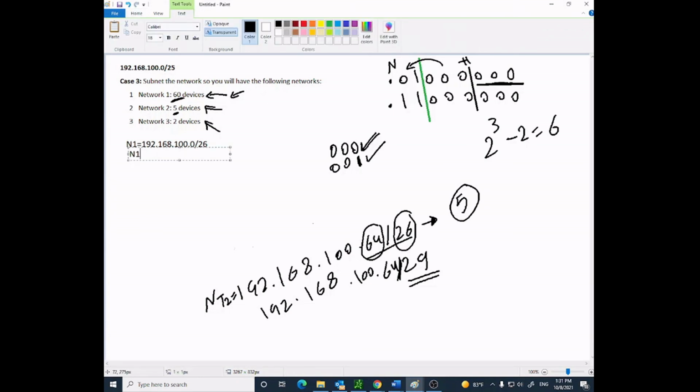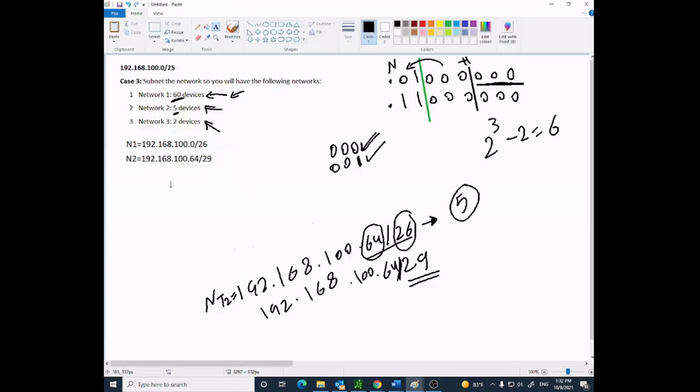And let's go ahead: network 2 equals 192.168.164. This is going to be /29. And let me just move it a little bit. And now I'm done with network 2.